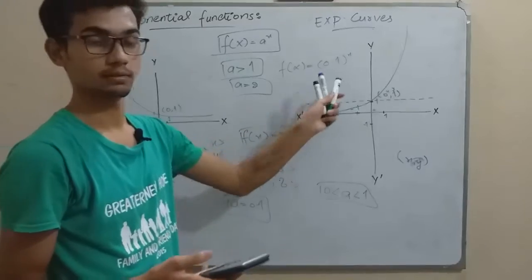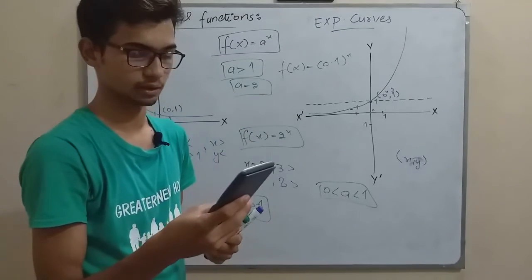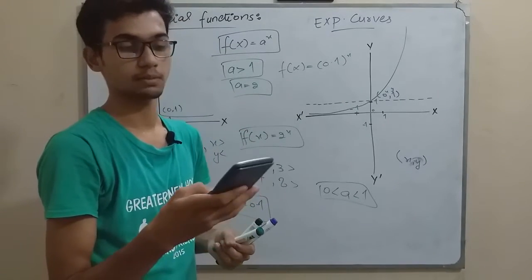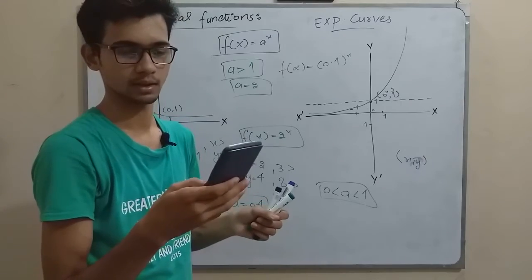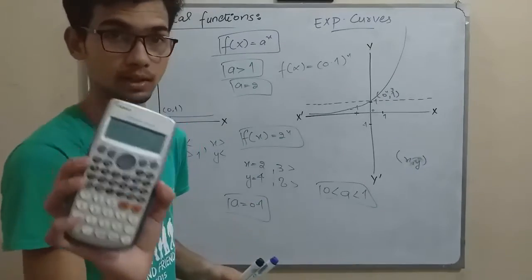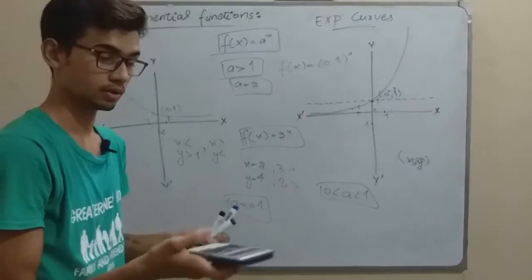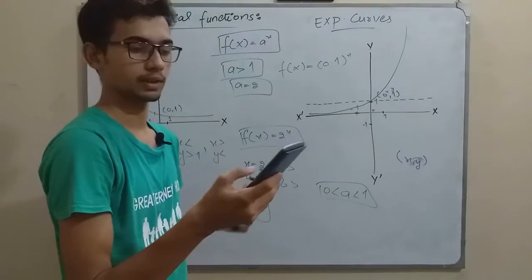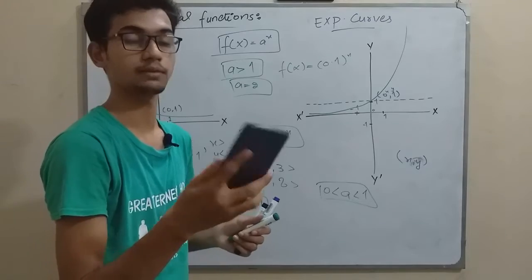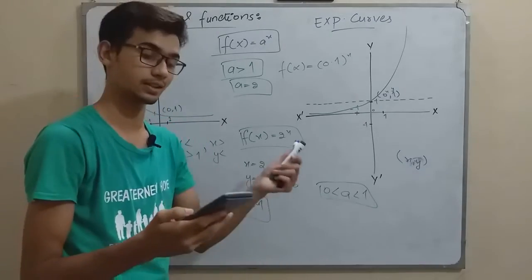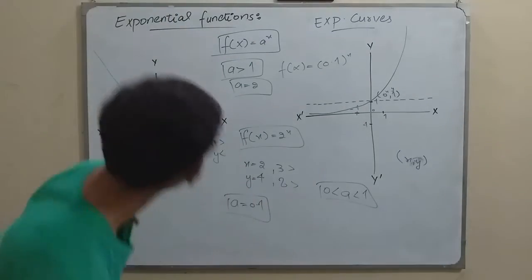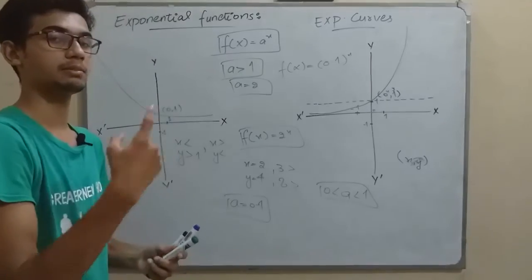I have the value of the base as 0.1 raised to the power minus 2. The calculator is giving me 100. It means that if I put the value of x as minus 2, I get 100. Now I put the value of x as plus 2. I have 0.01. So which one is the greater? 100 is the greater. So if the value of x is decreasing, the value of y will increase.